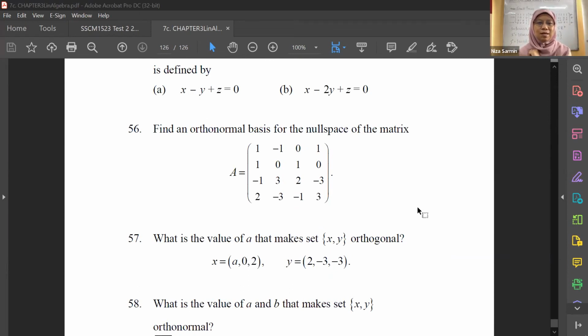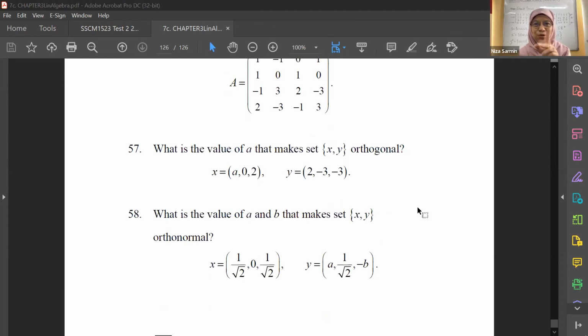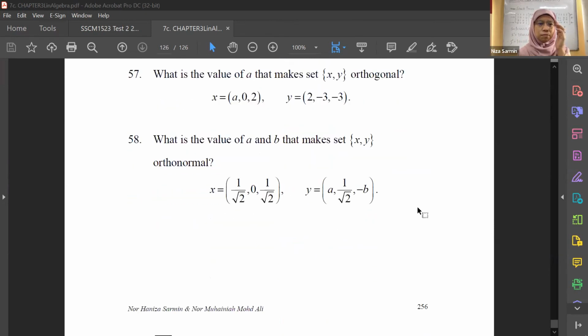Then 56, you just reduce the homogeneous and solve. 57, to make it orthogonal, you multiply those 2 equals 0, and you solve. Easy. 58, the same thing. You want to do orthonormal, you have 2 equations and 2 unknowns. You multiply equals 0, dot equals 0 for orthogonal, and the individual one, the norm has to be 1. You get another equation, then you solve.